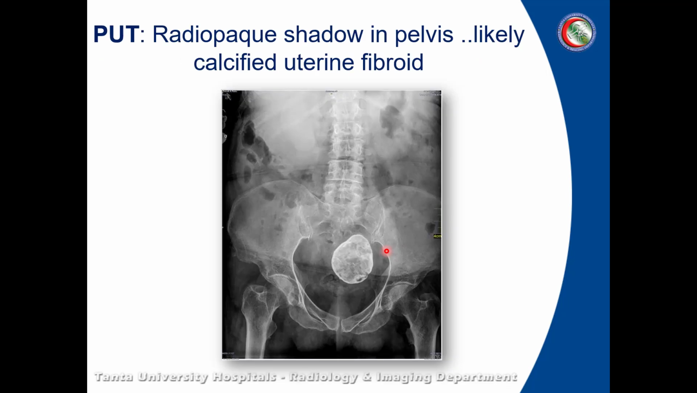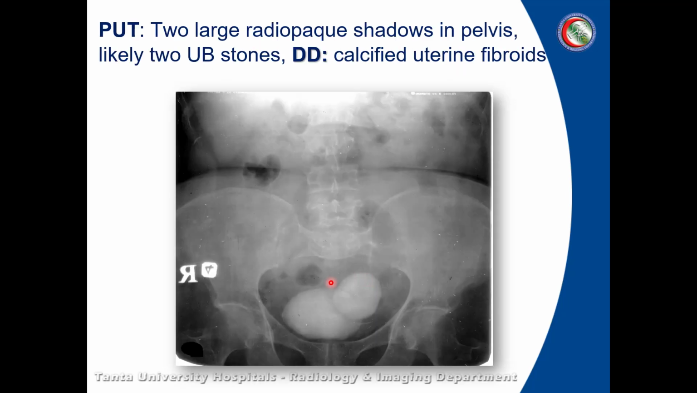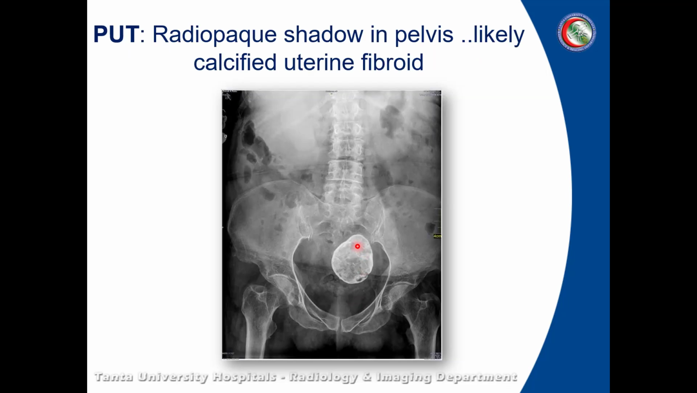This patient is a female with a large radio-opaque shadow in the pelvis, but it is more likely to be a calcified uterine fibroid than the previous picture, as a stone is more dense and more homogeneous in its density, but a calcified uterine fibroid is likely to be less dense and more heterogeneous. So in this case it's more likely to be calcified uterine fibroids.